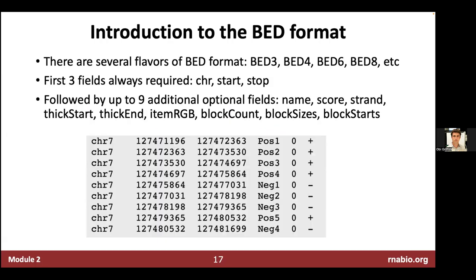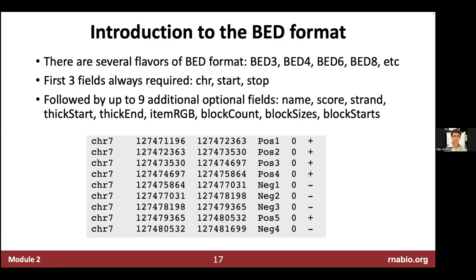This is an example of what a bed file looks like. They're very simple. Minimally, they have three columns, which is the bed three format. So they basically have to have a chromosome, a start and a stop. But then there's a number of other optional fields, up to, I think, bed 12, that specify things related to how you visualize bed files and things like the UCSC genome browser.